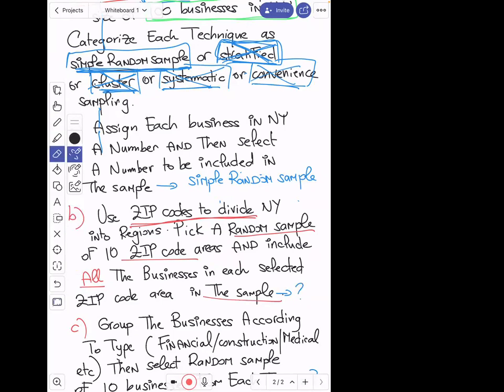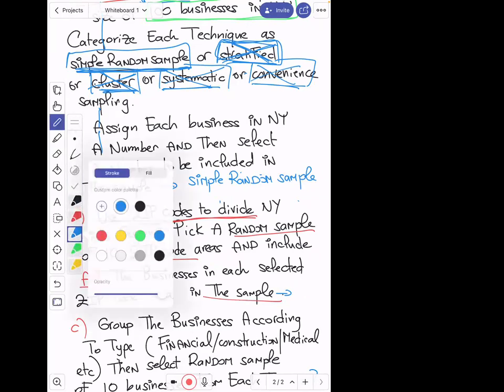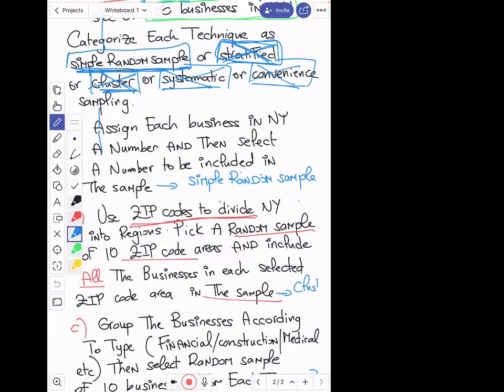The answer is the sample. Yeah, so letter B, cluster sampling. Yes, it's a cluster sampling.